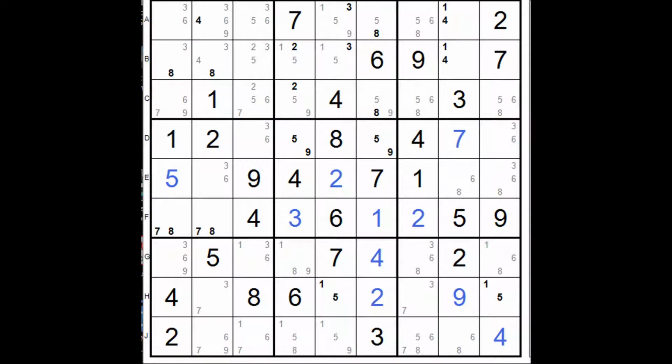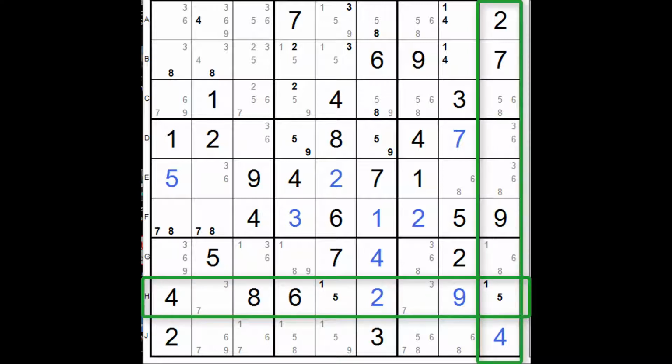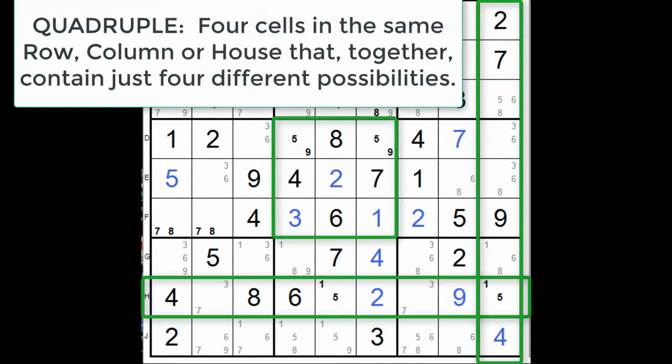And the next analysis type that we're going to look at are quads, or the quadruple. Now, the quadruple is when there are four cells in the same row, column, or house that together contain just the four different possibles. These are sometimes called the naked quadruple because there's nothing else hidden. They're not hidden behind other possibles in those cells. So we're looking for four cells that together have the same four possible numbers in them. And this can either be in a row, a house, or a column.